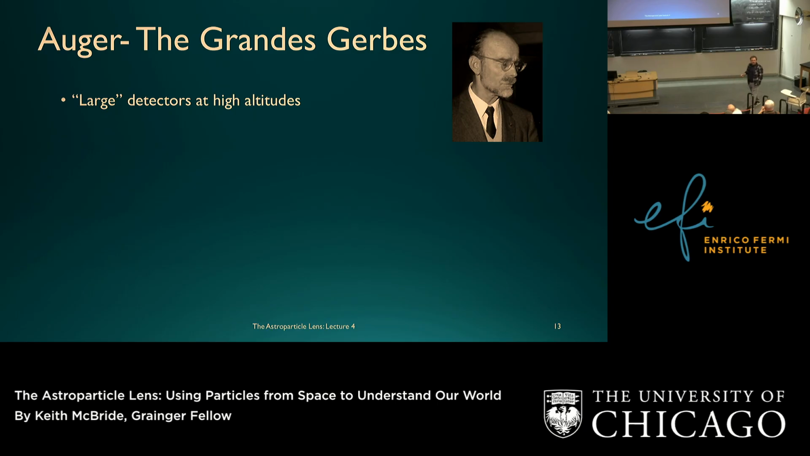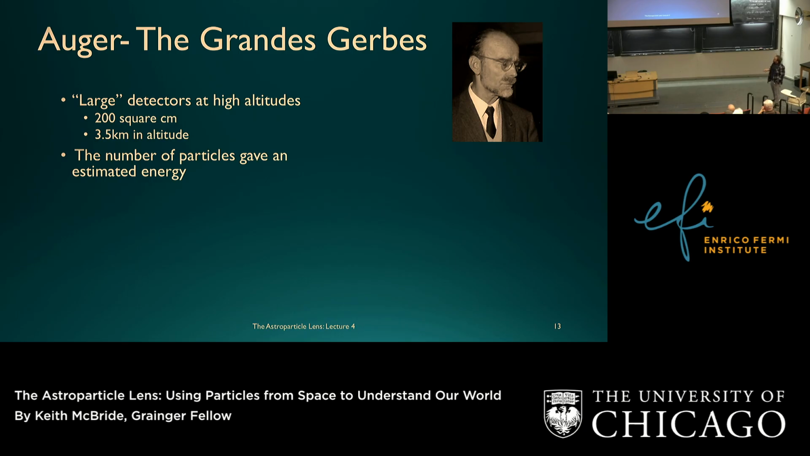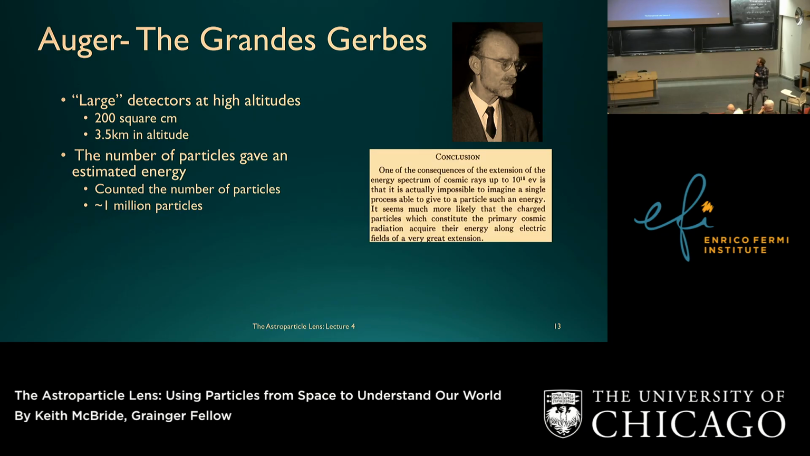And so what he decided to do was basically repeat the same experiment but at a higher altitude. If you want some of the details, the instruments were large at the time. They were 200 square centimeters, and he put them a few kilometers up in altitude in the Alps, actually. He was able to get an estimate for the number of particles, and with his counters going off in different configurations, he was able to say there must be 1 million particles originating from this singular one, right?